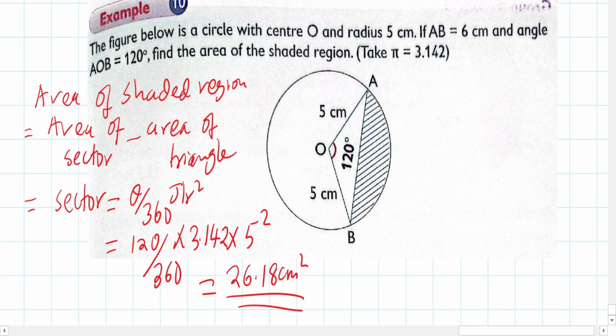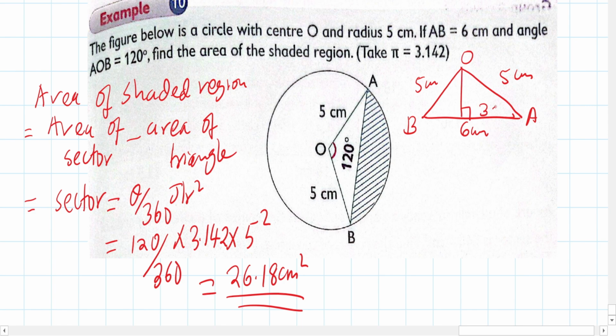What about the triangle? Now, for you to find the area of a triangle, let's search the height of that triangle. So we have a triangle like this, where this is 5 centimeter and this is 5 centimeter. This is O, this is A, and this is B. But the distance from A to B is 6 centimeter. So let's find out the height. So if you divide 6 by 2, it's going to give you 3 centimeter, 3 centimeter.